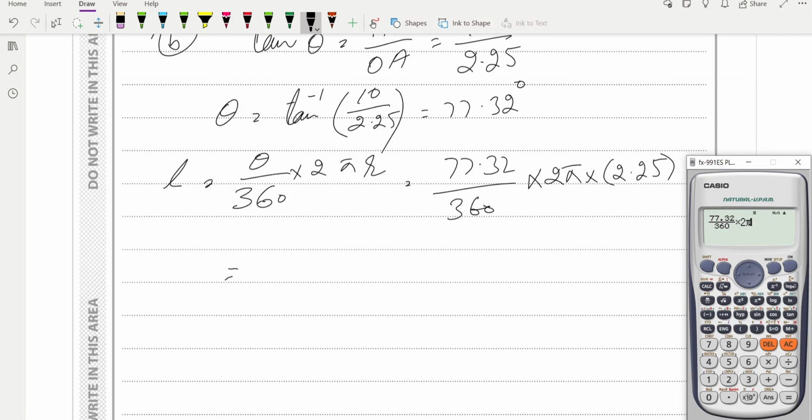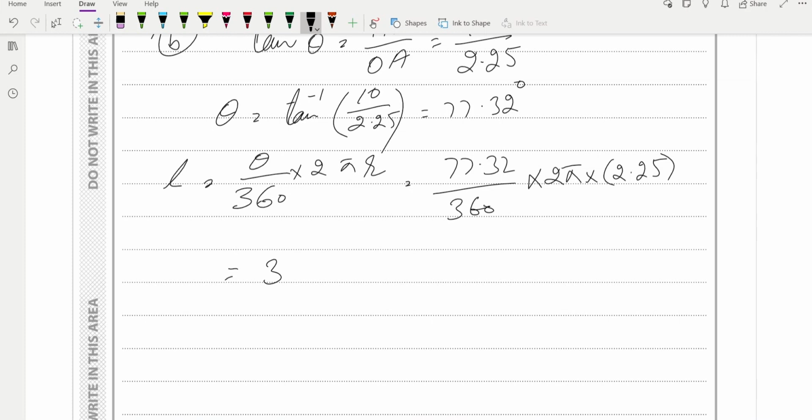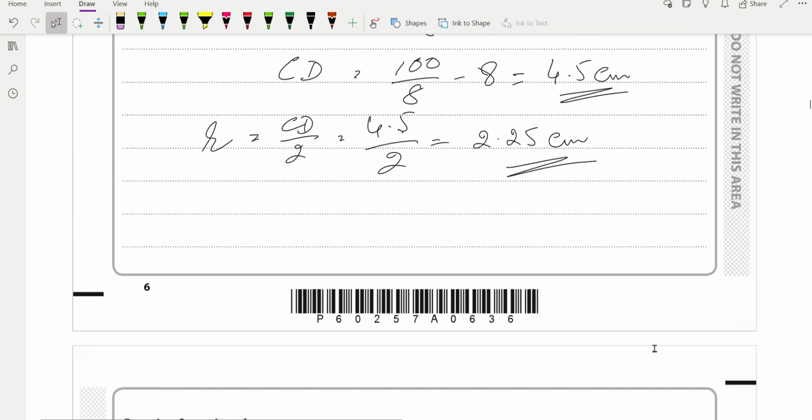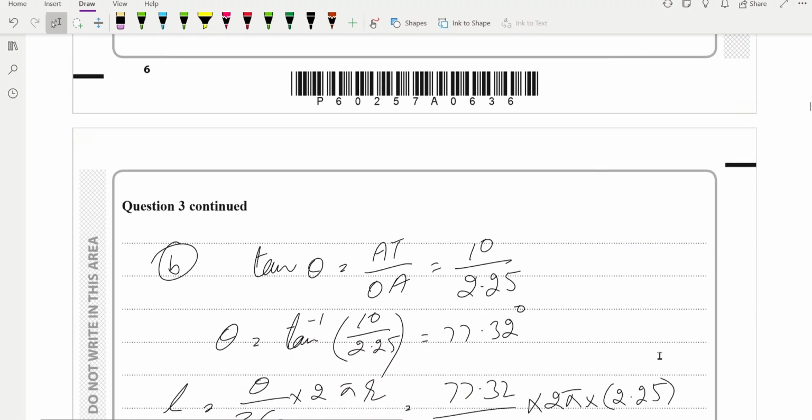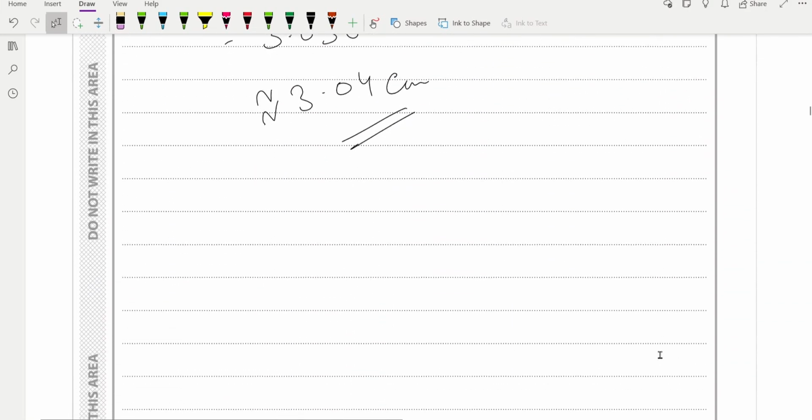Pi is over here, this one, and multiply by 2.25, and this is equal to 3.036. We can write the answer as 3.04 centimeters, because we need three significant figures. Yes, so this will be our final answer for part B, which is also a 3 marks question. We are done with this. Hopefully you understood this part also.